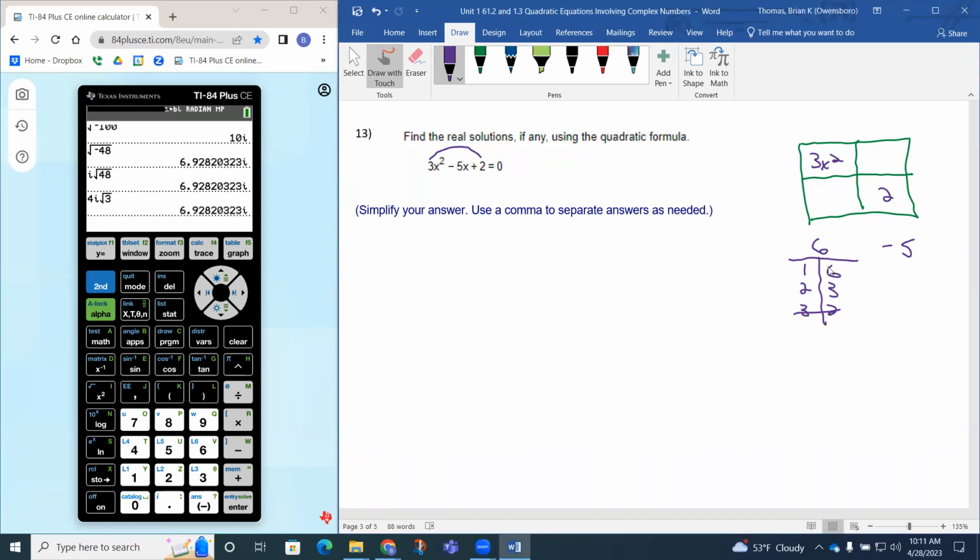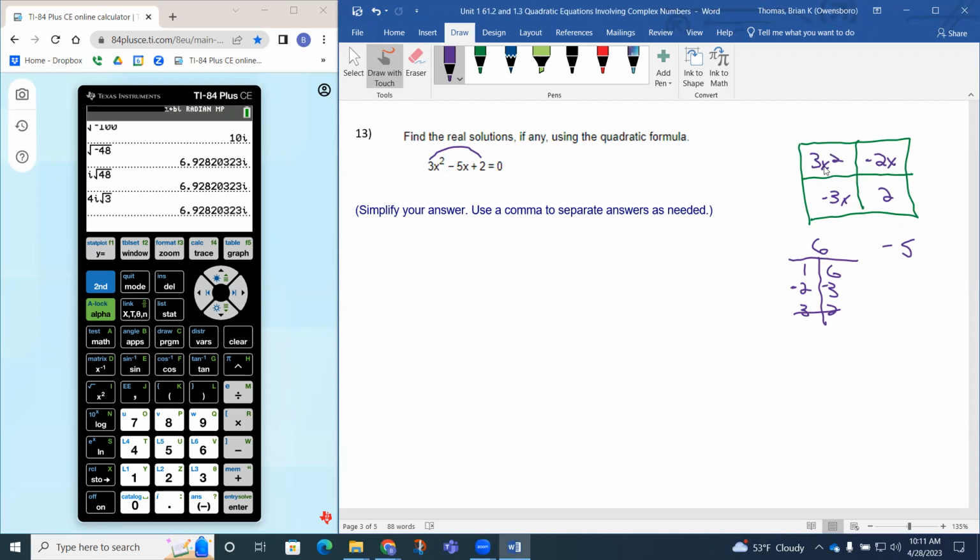So both of these look pretty good, but notice that to make this a -5 using 1 and 6, one of these has got to be negative. But remember, if you multiply positive times negative, that's not going to give you this positive 6. But notice how if you make this 2 and 3 both negative, a negative times a negative is going to give you this positive 6. And a -2 plus a -3 is going to give you this -5. So that actually is going to work for us. So I could then put a -2x here and a -3x here.